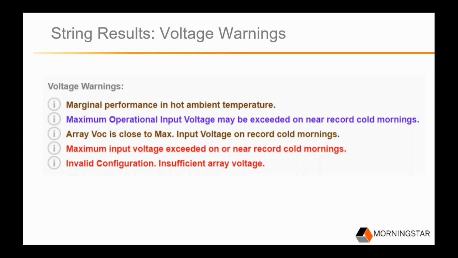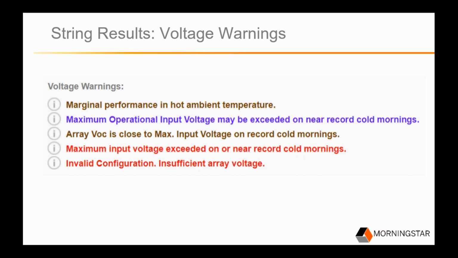The warning you see in blue, maximum operational input voltage may be exceeded on near record cold mornings. This will only be displayed with the TriStar MPPT 600-volt controller, and that's because the maximum operating voltage is less than the max VOC voltage for the TriStar MPPT 600-volt controller.